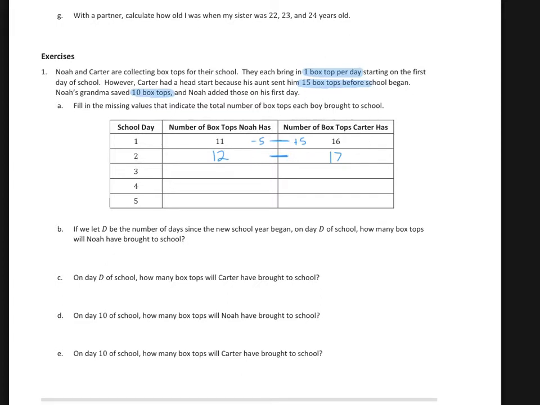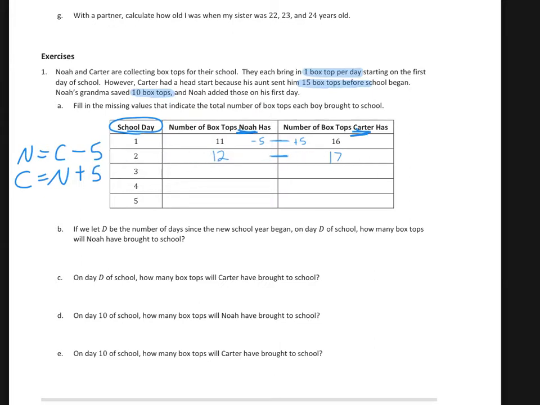And so I'm going to start with my connection to Noah and Carter, right? So if I don't know Noah's, I can take Carter's and do what with it? Yeah, I can subtract 5, right? And if I don't know Carter's, I can take Noah's and do what with it? That's right, add 5. But what about the school day? What if I've got their numbers, but I don't know the school day, right? What can I see there in connection between the school day and then Noah and Carter's information?